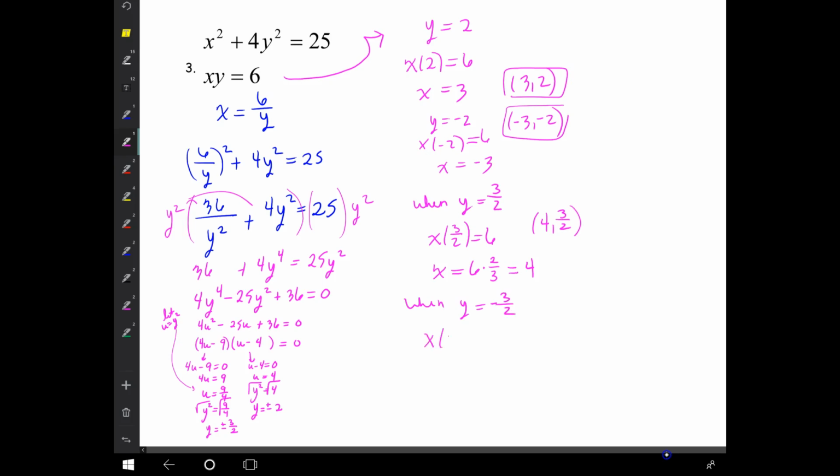And then when y is equal to negative 3/2, then we have x times negative 3/2 is equal to 6. Multiply by the reciprocal, and we get x is equal to 6 times negative 2/3, which gives me negative 4. So I have the other point, (negative 4, negative 3/2).